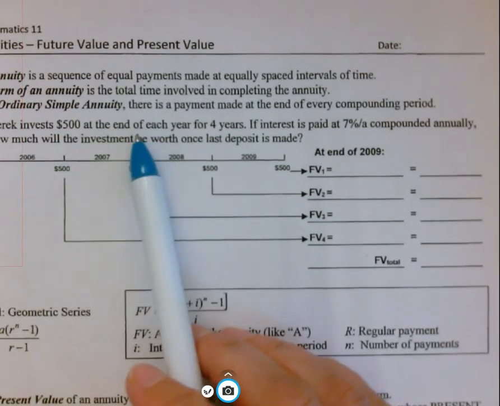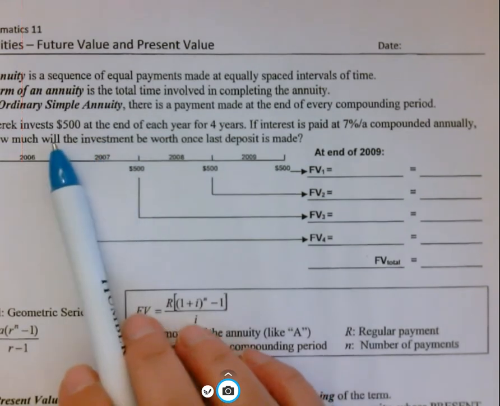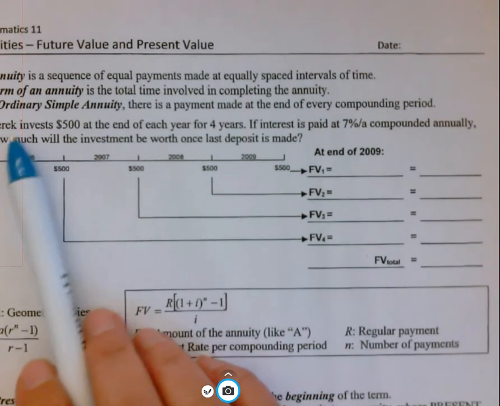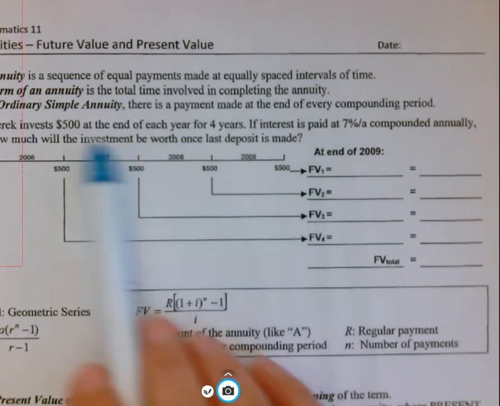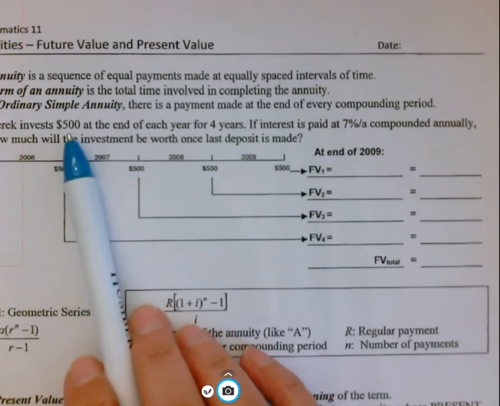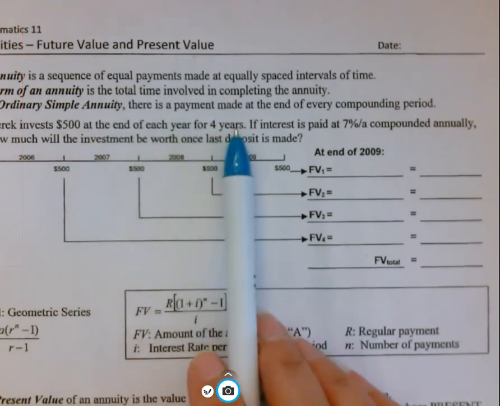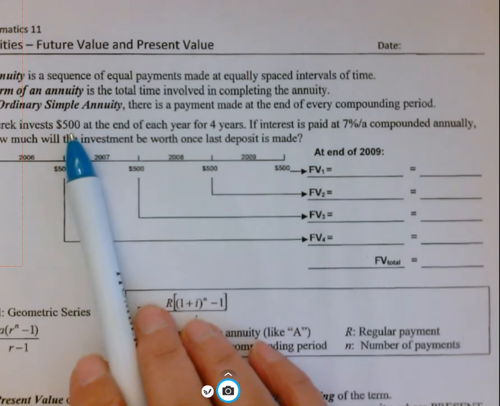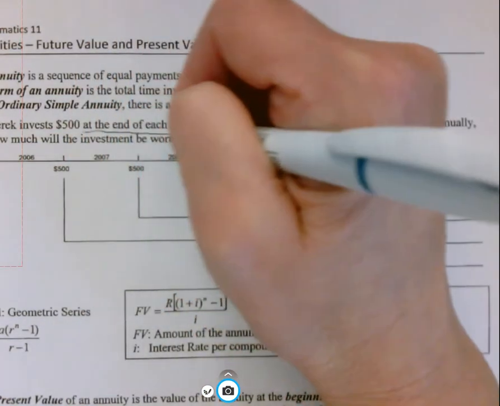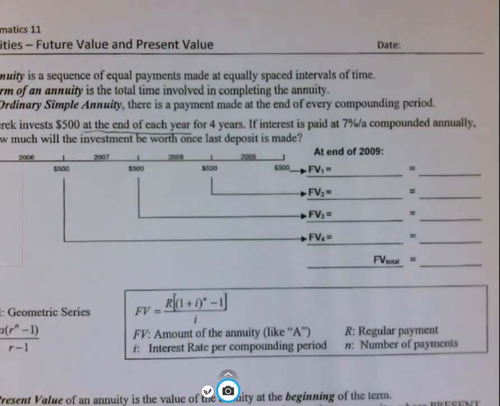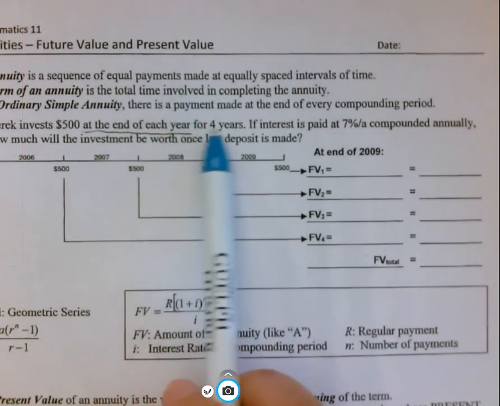Okay, so let's do a quick example here to see how money grows as an annuity. We've seen a timeline before in compound interest. Let's read. Derek invests $500 at the end of each year for 4 years. All right. It's not once, it's at the end of each year, which means it's more than once. Every year he's putting $500 for 4 years.